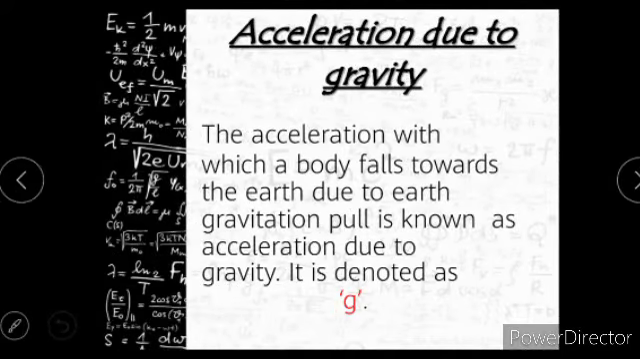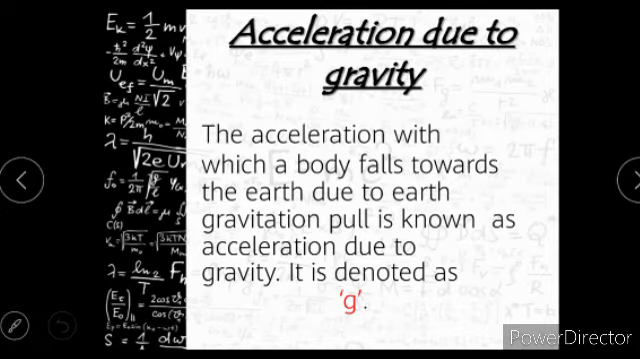Hello students. Till today we have learned about gravitation, gravitational force, and what is gravity, and in our last class I explained what acceleration due to gravity is. Now I would like to recall a little bit. What is acceleration due to gravity? The acceleration with which a body falls towards the earth due to the Earth's gravitational pull is known as acceleration due to gravity. It is denoted by small g.